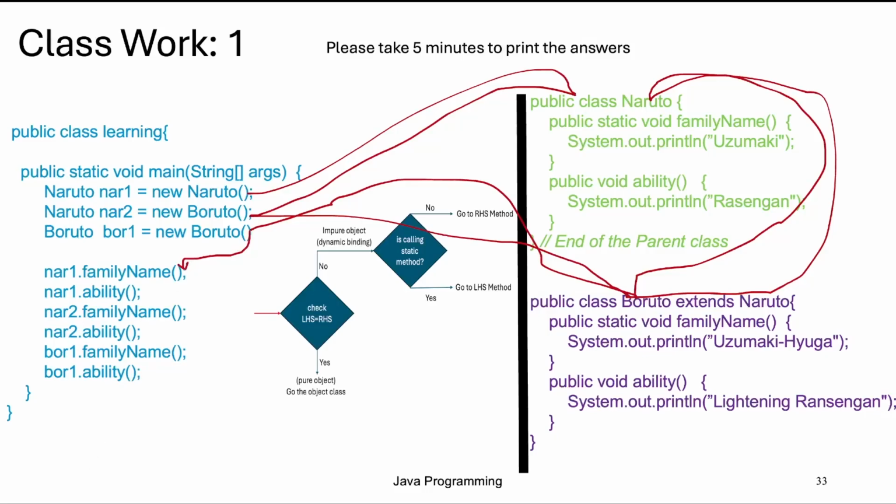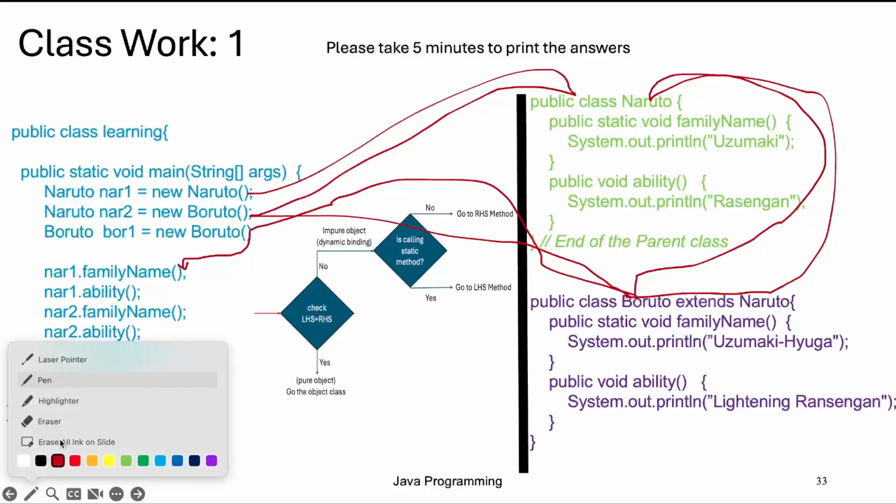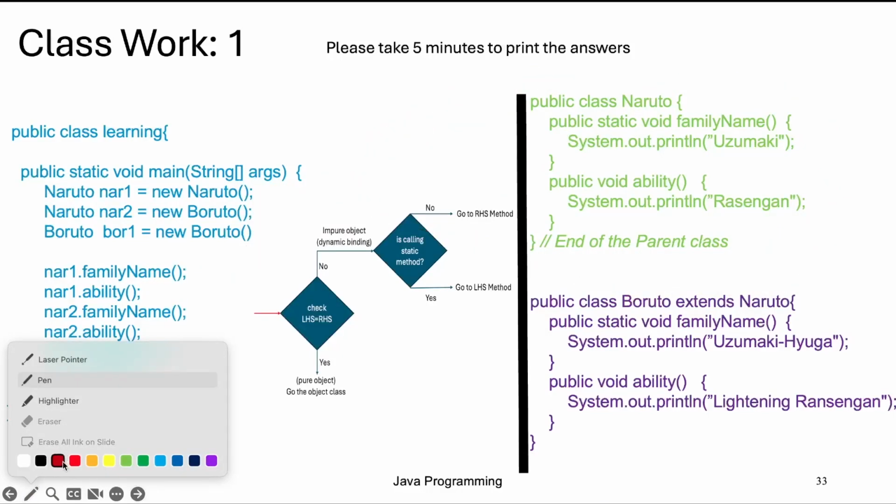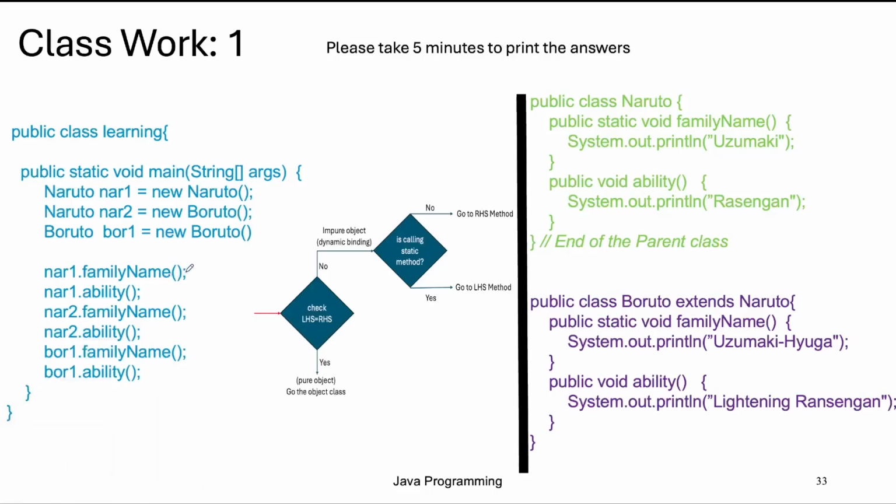Okay. Now let me clear all the ink. So let us redo the compile. Now let us use this line. nar1 comes here. Okay. So for nar1, the LHS and the RHS are the same. So this is a pure object. So when I say family name, the compiler goes here, since it is a pure object, it goes to family name Prince Uzumaki and exits.